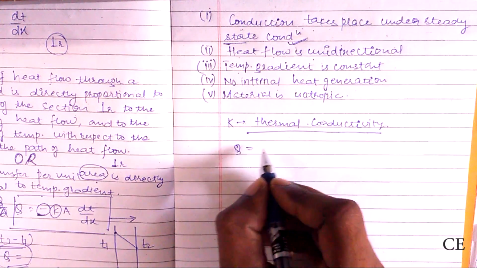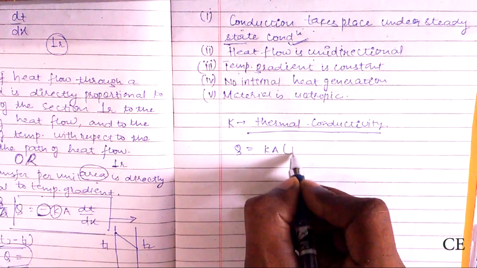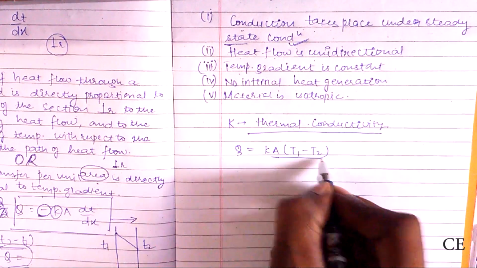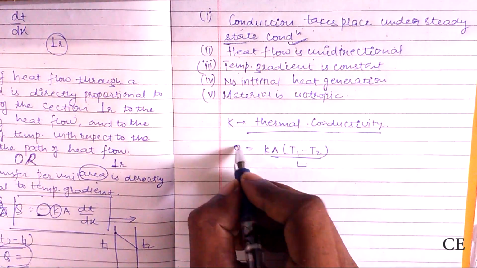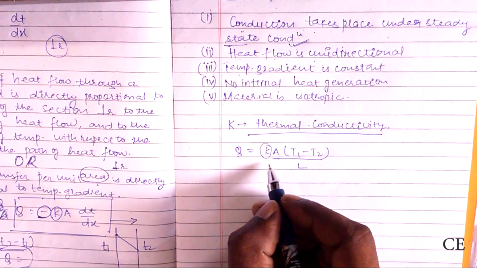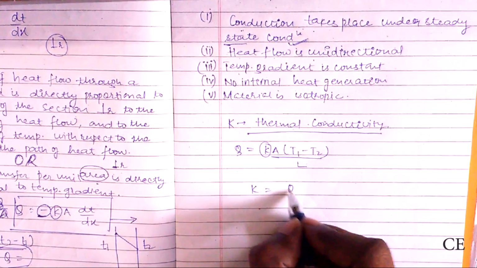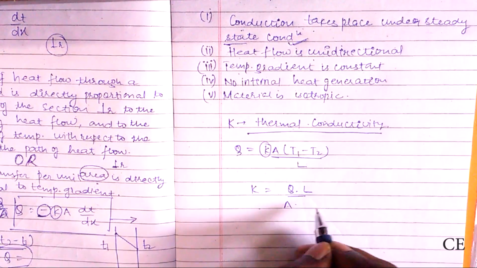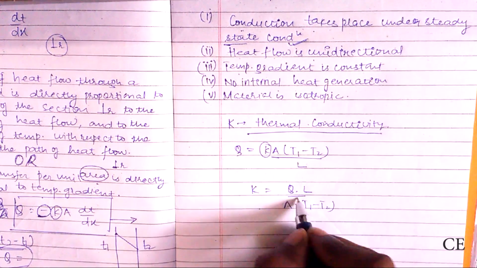We know the formula that Q is equal to K A times the temperature difference T1 minus T2 upon length L. Here we can separate it out. K would be equal to Q into L divided by area into T1 minus T2, that would be the temperature difference.